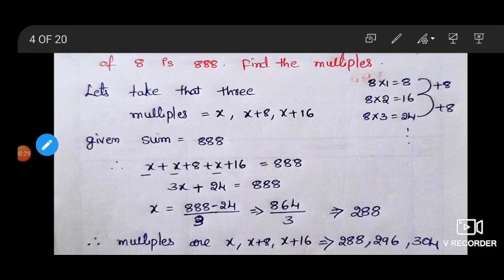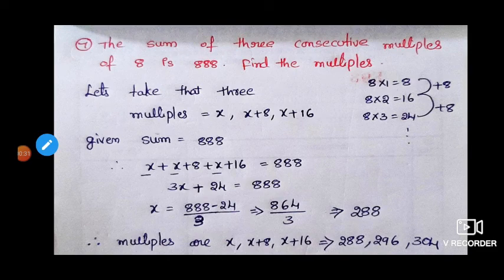See here, the 7th sum is: the sum of three consecutive multiples of 8 is 888. Find the multiples. Children, here we have to stress two words: one is consecutive, and the other is multiples of 8. First, consecutive means next to next. Always keep it in mind, next to next.